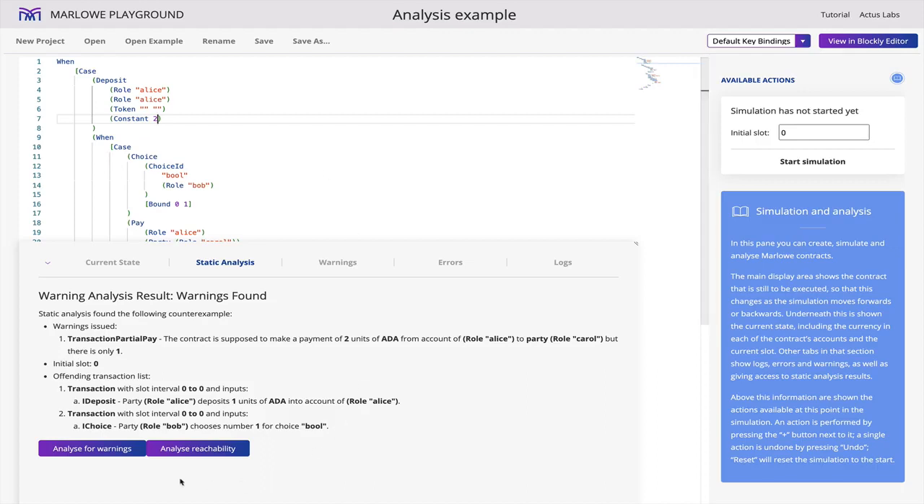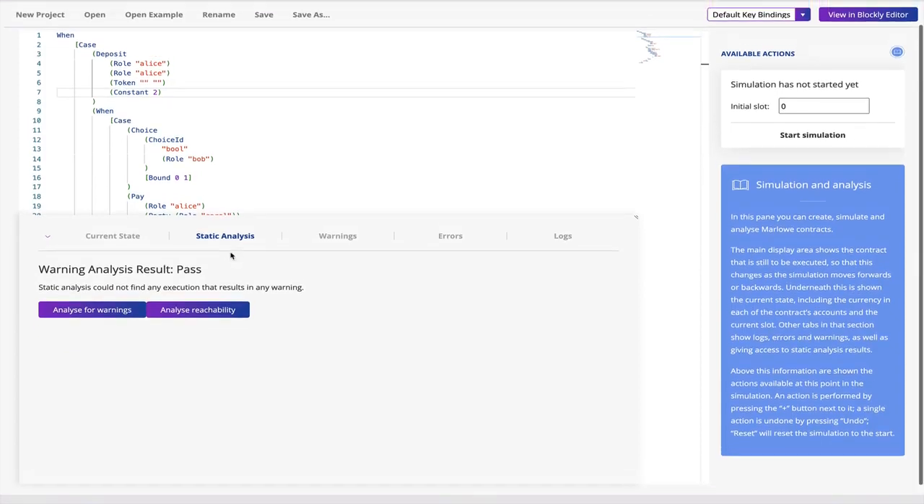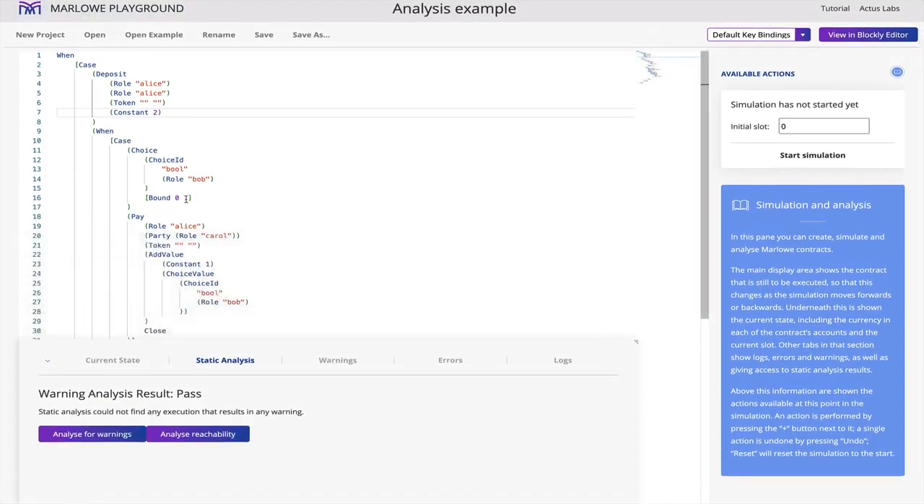And let's now see if we get any warnings. We see here, no, static analysis says this can't go wrong, because the choice is either 0 or 1, so the payment here is either 1 or 2, in which case the payment can take place, whatever happens.